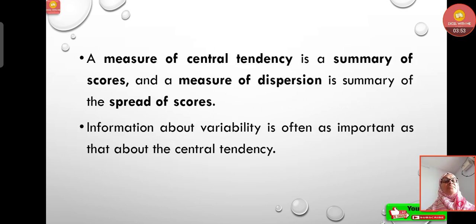A measure of central tendency is a summary of scores and a measure of dispersion is a summary of the spread of scores. This is a very important point we have to remember. Central tendency is just a summary of scores, total divided by the number of students. Measure of dispersion is a summary of the spread of scores. Information about variability is often as important as that about the central tendency.